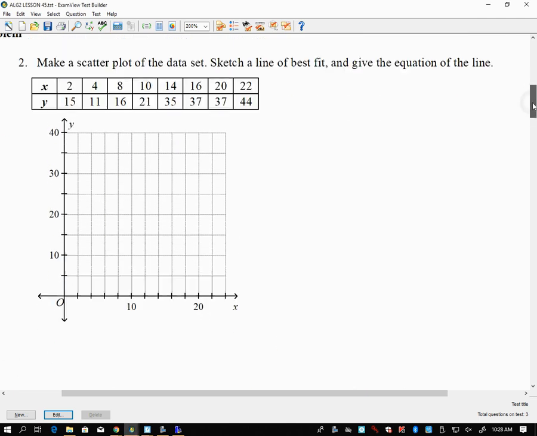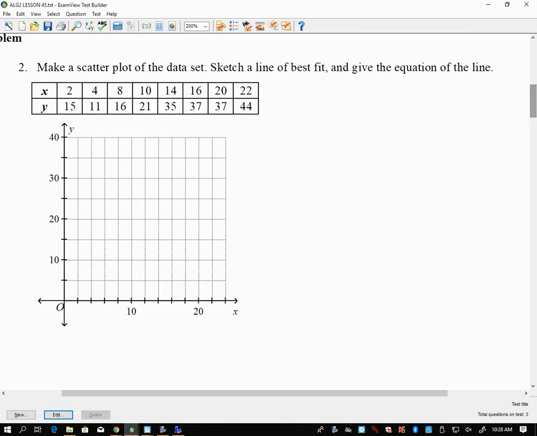Let's come down here. All right, this says make a scatter plot of the data, sketch the line of best fit, give the equation of the line. Okay, so for the equation of the line, we're actually going to use information we've already, well, let's see. I'm going to show you something here, okay? We're going to find out something that's maybe more exact than what the answer key is going to give us, okay? All right, does that make sense?